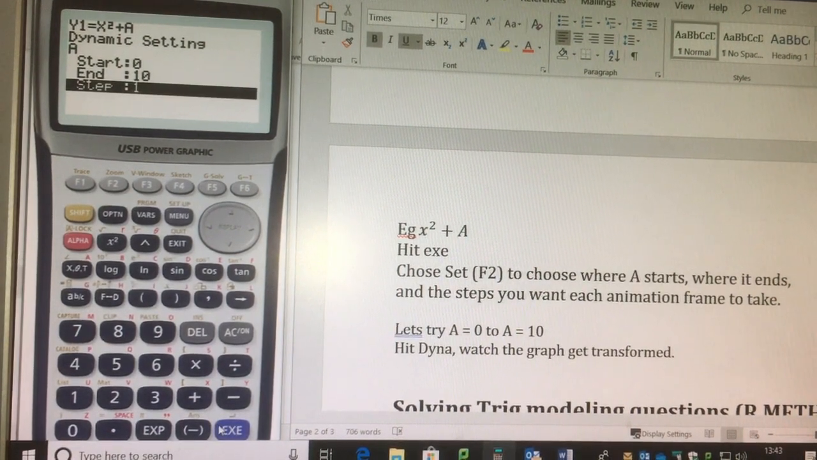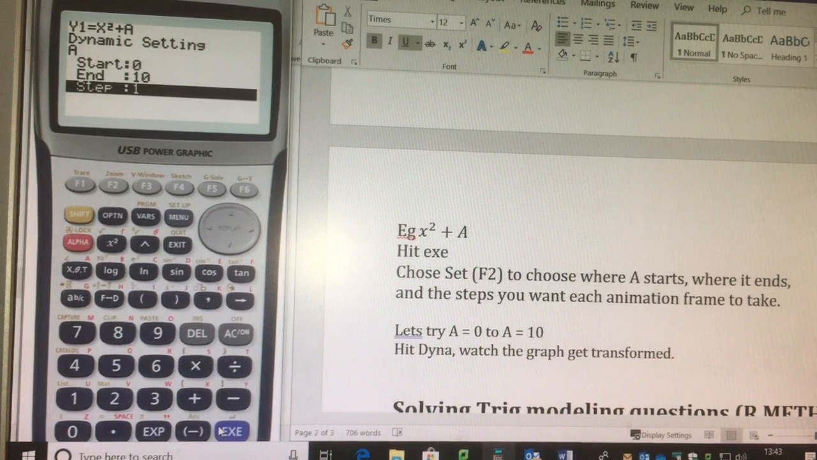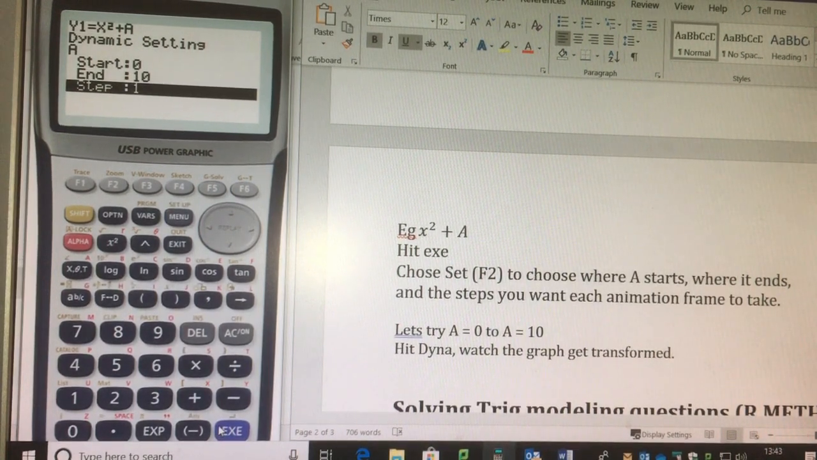And the step is how many animations it's going to go through. So if you do step 1, it's going to take 10 frames to get there. If you choose step 5, it'll take 2 frames to get there. I'm going to choose 5 because otherwise it really slows down the calculator.